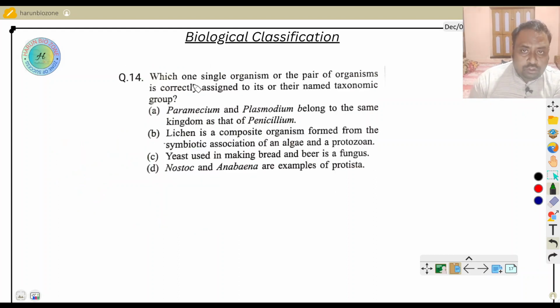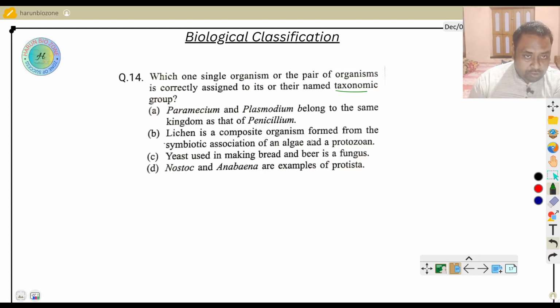Next question is, which single organism or pair of organisms is correctly assigned to its named taxonomy group? Paramecium and Plasmodium belong to the same kingdom as Penicillium: not. Paramecium is from Protista, Ciliata, and Plasmodium is from Protozoa, but Penicillium is from fungus.